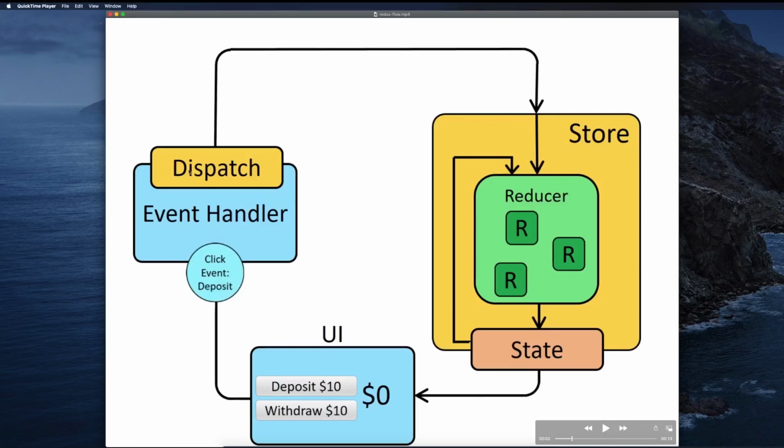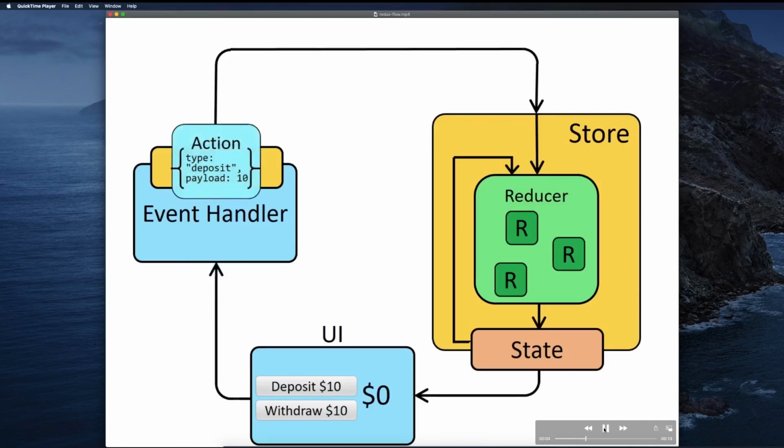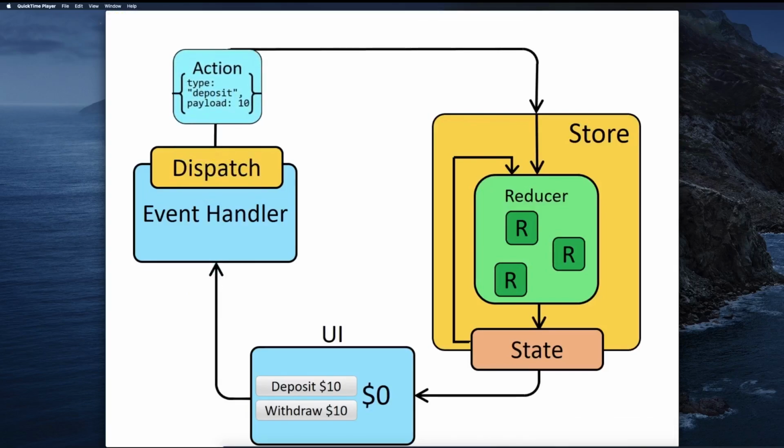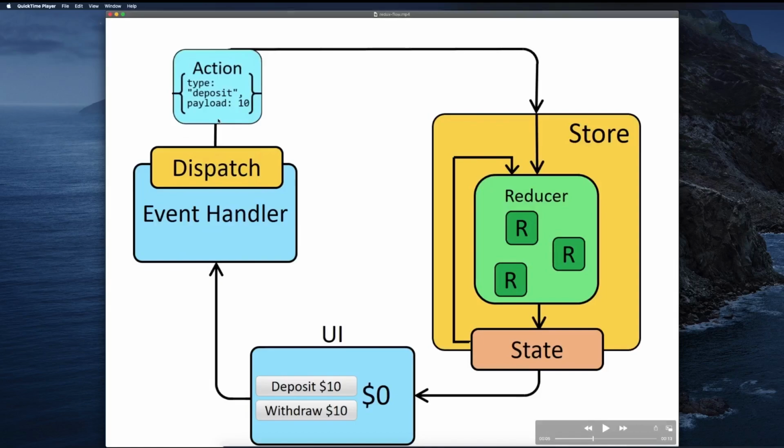So dispatch is a function given to us by Redux that lets us trigger an action. So our component has an event handler function that gets called, which calls a dispatch function. The dispatch function then dispatches an action. The action contains a type and a payload. The type is typically just a string with the name of the action. In this case, it's called deposit since that's what's happening. The payload contains the data that we need to know about. In this case, we can't deposit any money without knowing the amount. So in this case, the payload is 10.